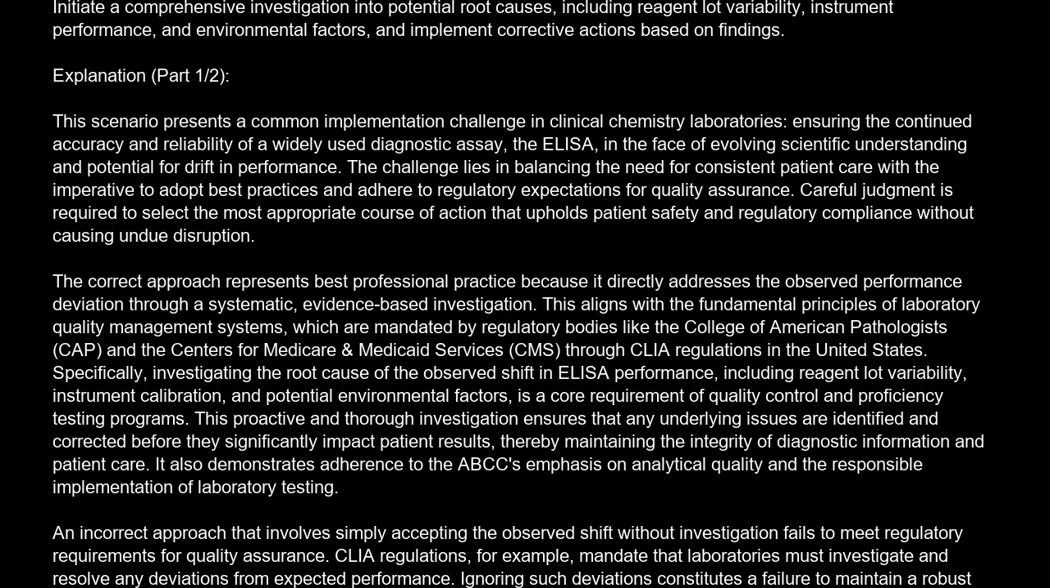The correct answer is A. Initiate a comprehensive investigation into potential root causes, including reagent lot variability, instrument performance, and environmental factors, and implement corrective actions based on findings. Explanation.